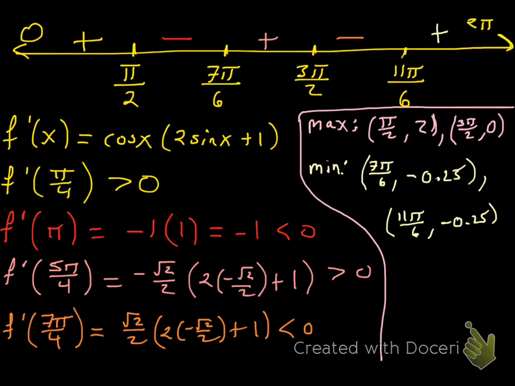And it's increasing there. So then you just need to write your intervals of increasing: 0 to pi over 2, 7 pi over 6 to 3 pi over 2, 11 pi over 6 to 2 pi. Intervals of decreasing would be pi over 2 to 7 pi over 6, and 3 pi over 2 to 11 pi over 6.